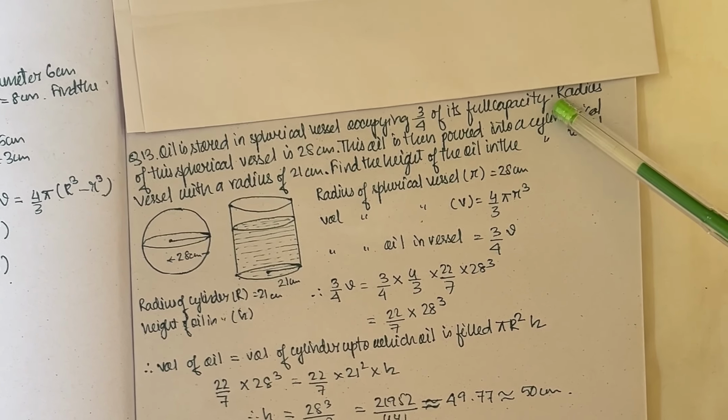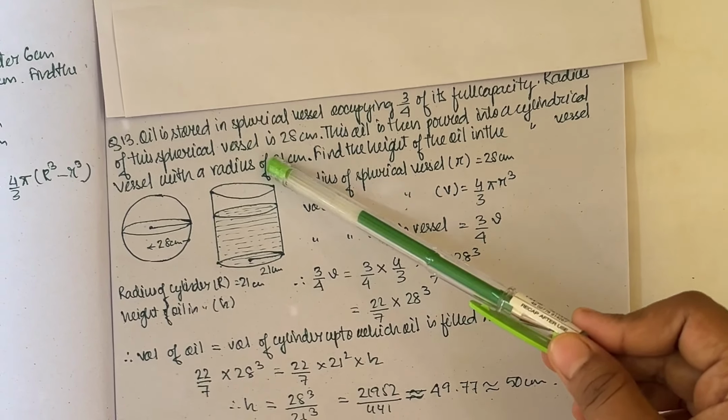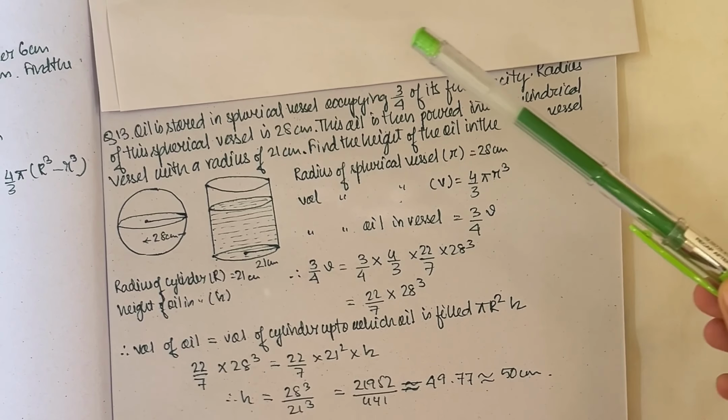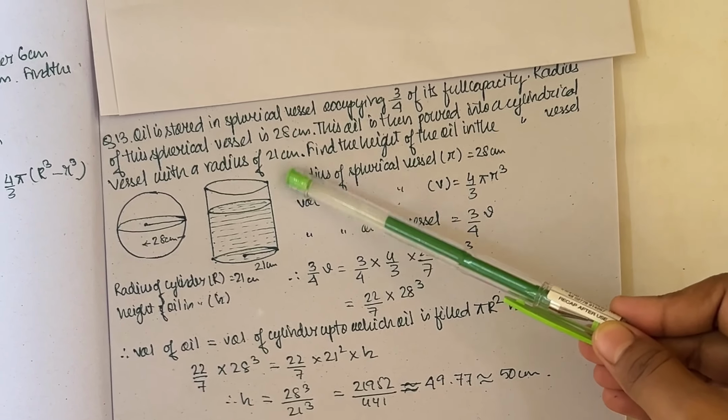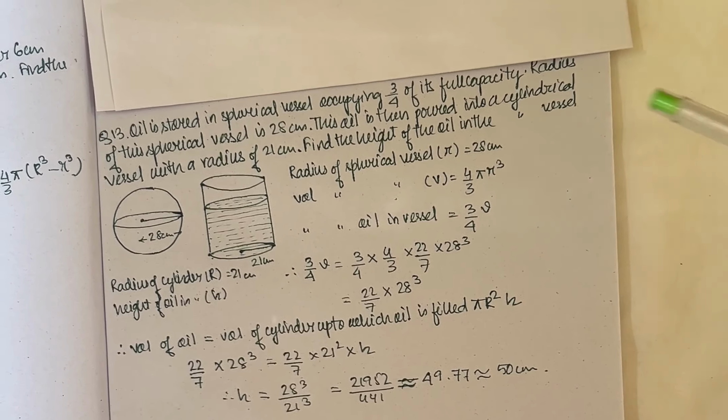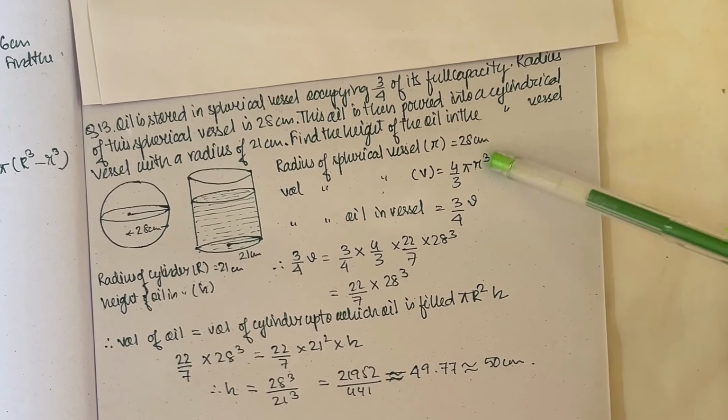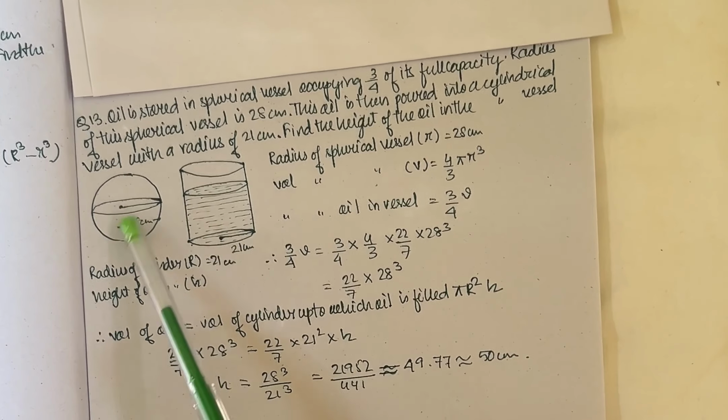Now the 13th sum, which says oil is stored in a spherical vessel occupying 3 by 4 of its full capacity. Radius of the spherical vessel is 28 centimeter. This oil is then poured into a cylindrical vessel with radius of 21 centimeter. Find the height of the oil in the cylindrical vessel. So this is the figure.